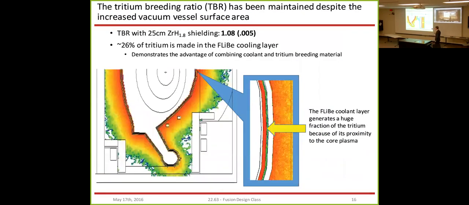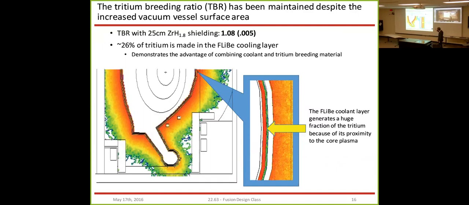In addition, despite the fact that we vastly increased the amount of surface area of the vacuum vessel, we did not significantly change the tritium breeding ratio. So in the last ARC paper, if you recall, the tritium breeding ratio was about 1.1. Well, when we came back to this design and ran those same calculations, we discovered that TBR was about 1.08. This is good. This means that we make more tritium than we burn, and that's important. Part of the reason that we're able to do such a thing is because our coolant and our neutron breeding material are the same thing. They're FLiBe. And we put FLiBe right here.